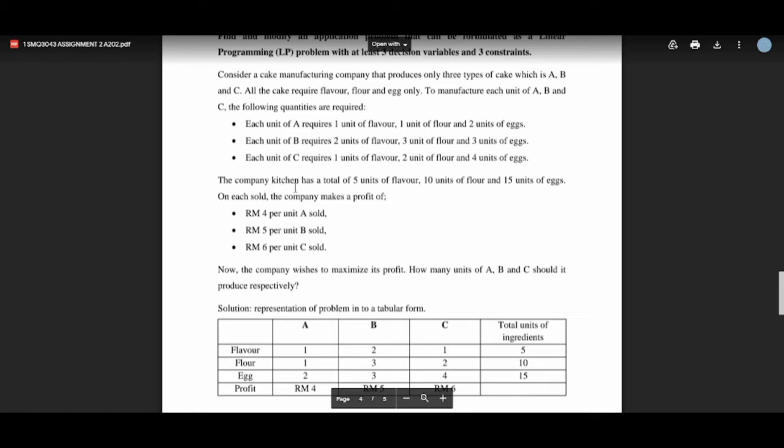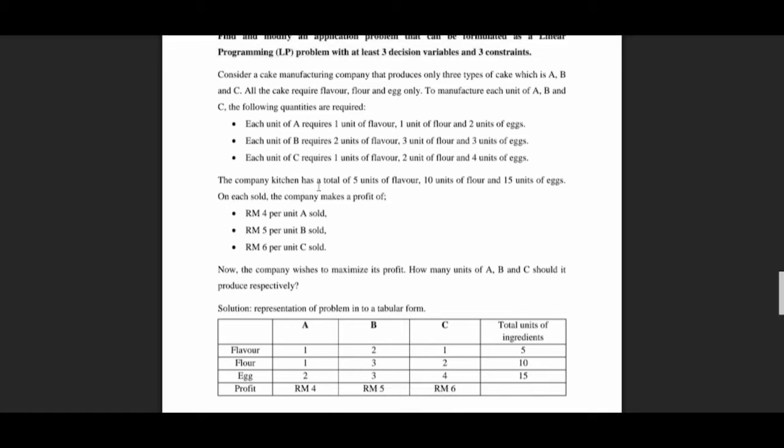The company kitchen has a total of 5 units of flavor, 10 units of flour, and 10 units of egg. On each sale, the company makes a profit of 4 ringgit per unit A sold, 5 ringgit per unit B sold, and 6 ringgit per unit C sold. Now the company wishes to maximize its profit. How many units of A, B, and C should it produce respectively?